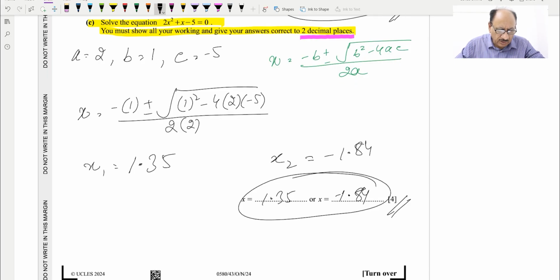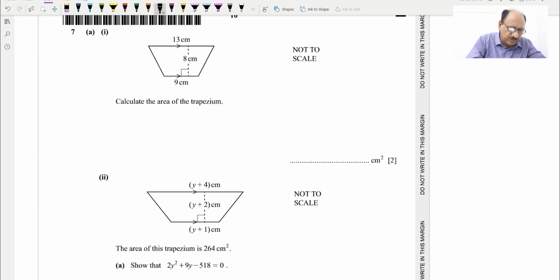Hopefully you understand this. Now question number 7, part a, says the diagram is not to scale. A trapezium is provided, calculate the area of the trapezium. The area of a trapezium formula, you know, is half into a plus b into h, so we can replace the values.